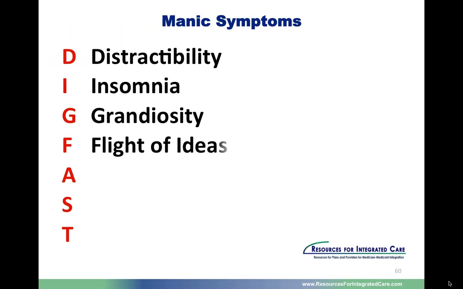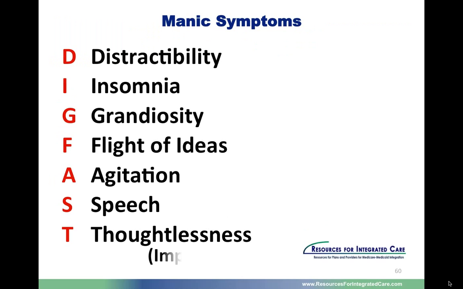The F is flight of ideas. The ideas come in so fast into their brain that it's very difficult to organize them. The A is for agitation, so they're moving around a lot, and because they're distractible and they're not sleeping and they're having all these grandiose ideas coming into their head very, very quickly, they tend to be agitated. Their speech is pressured and high volume. We liken it to a fire hose, that the words are coming out way too fast, way too much to keep track of, something like the way I'm speaking now.